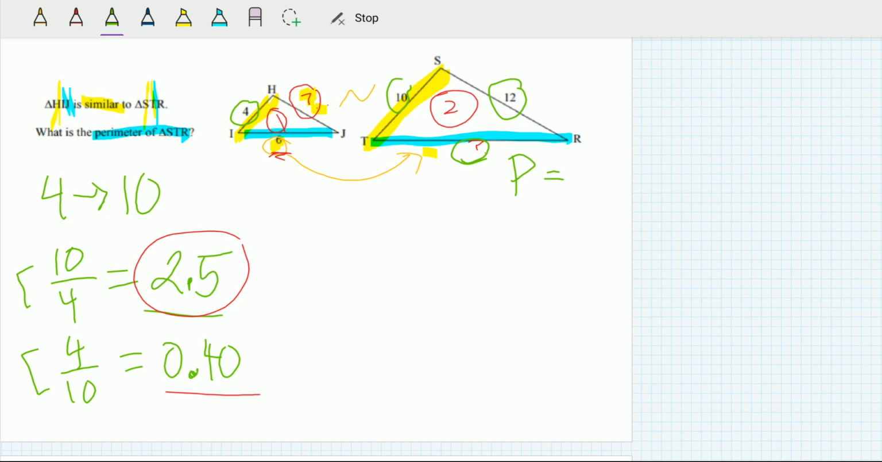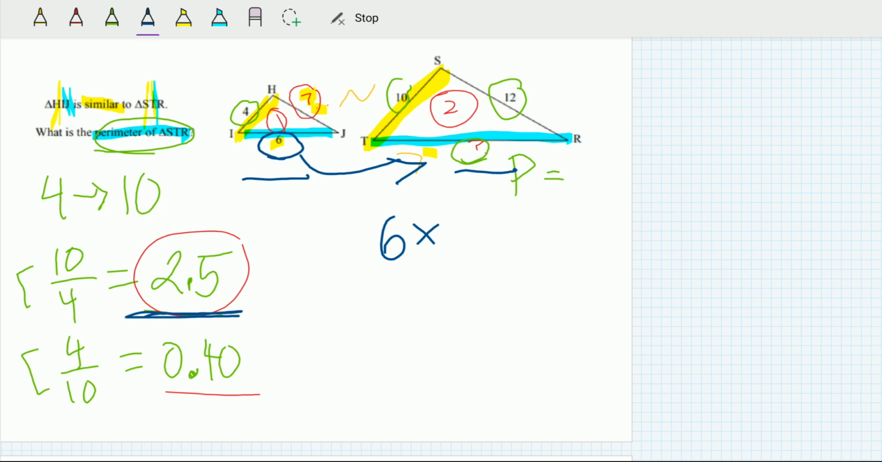So I don't need to figure out how to make 12 into the smaller one, right? I don't really care about that, because the question is asking for the perimeter of triangle STR, which is the bigger one. So all I'm going to do is convert this 6 right here into the bigger one. So it'll be 6 times, now think about it, I'm going from the smaller to the bigger. If I go from small to big, I need to make the number bigger, obviously, and 2.5 is going to do that. Okay, so it'll be times 2.5.